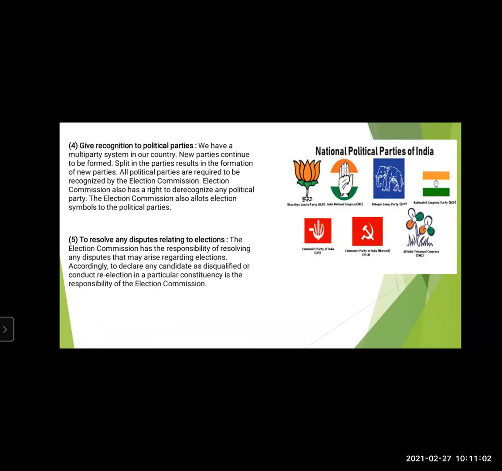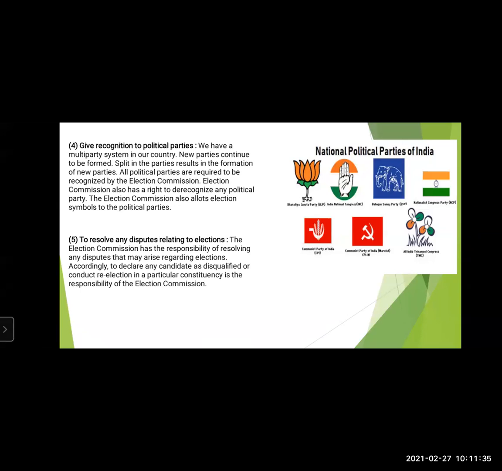All political parties are required to be recognized by the Election Commission. So any new political party that is formed has to get approval from the Election Commission. The Election Commission also has the right to de-recognize any political party. So the authority of not accepting or approving is also in the hands of the Election Commission.